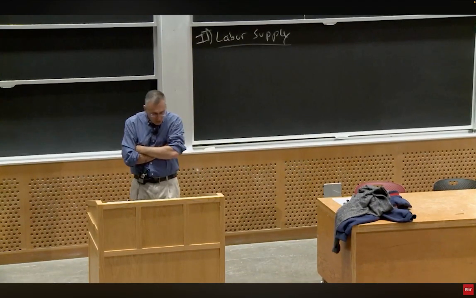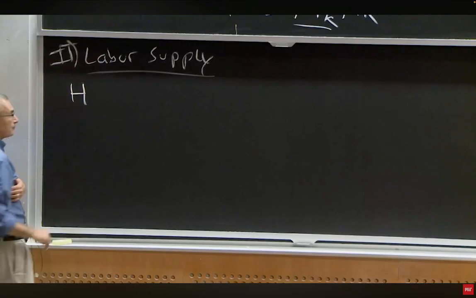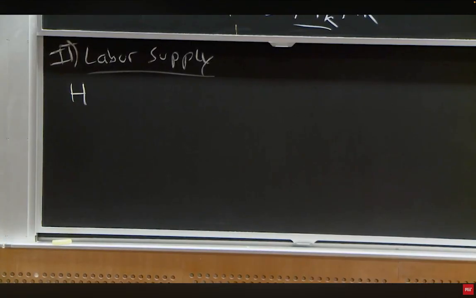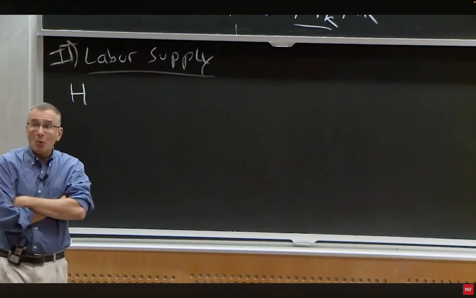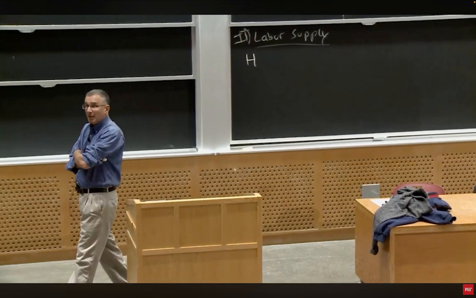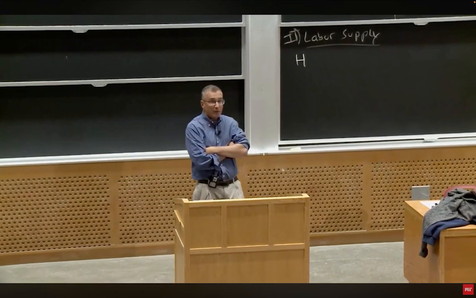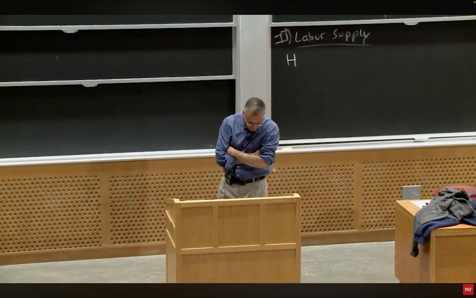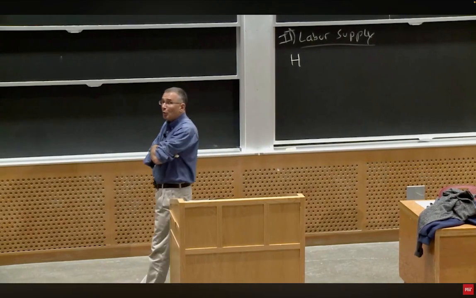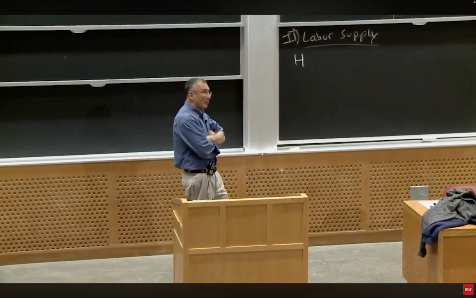Okay, so we're trying to decide how many hours H an individual wants to work. Okay? How do they make that decision? Well, on the one hand, the more they work, the more stuff they can buy. Okay? The more hours you work, you earn a wage per hour. And so you can buy more stuff, and we like stuff. Okay? More is better. So on the one hand, we want to work more because we want more stuff.